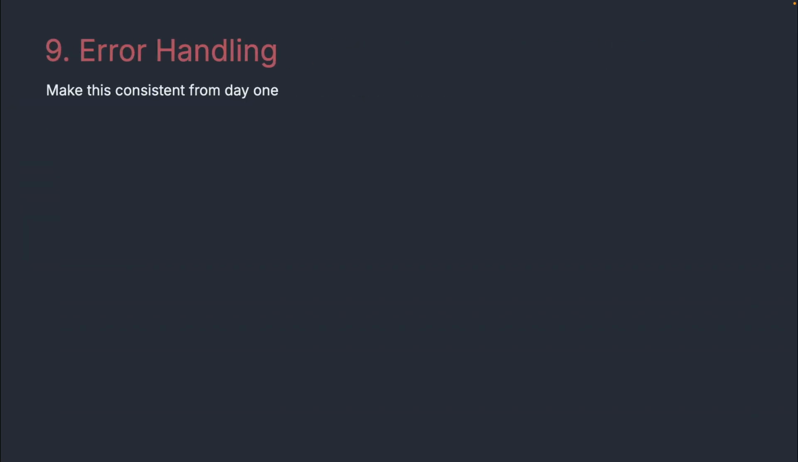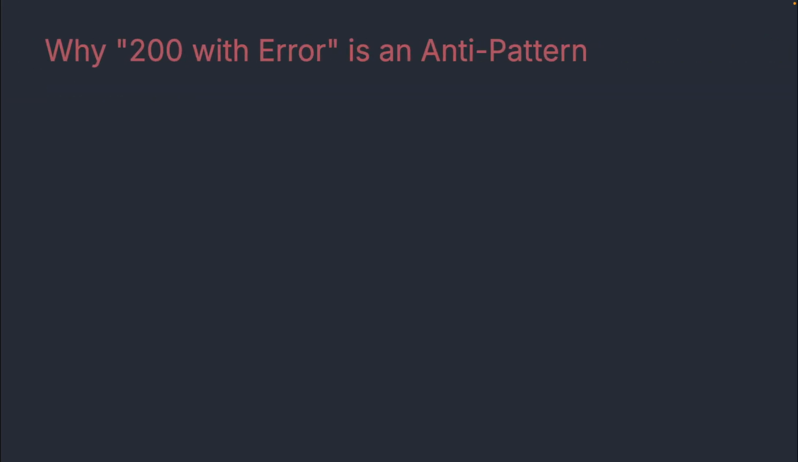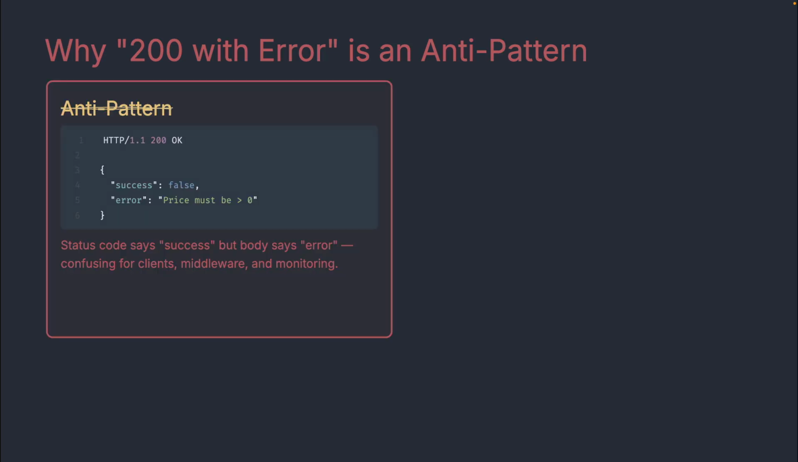Error handling we make consistent from day one. We need to be careful with that. What that means is if we send a 200 as a status code with an error, it's an anti-pattern. The status code says success, but the body says error. It's confusing for clients. We need to be consistent there, so we need to keep the status codes the way they're supposed to be.